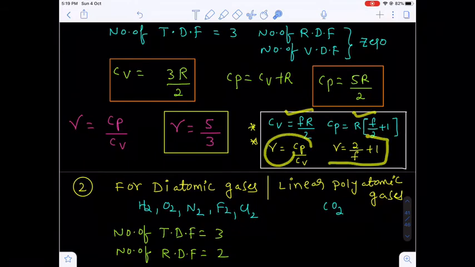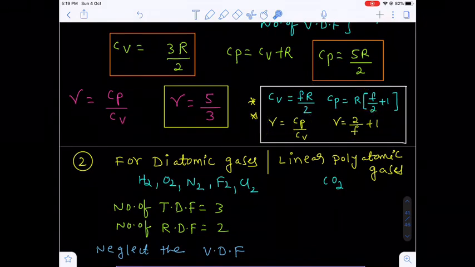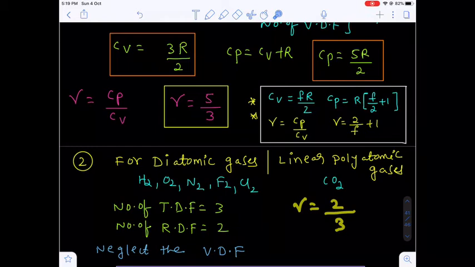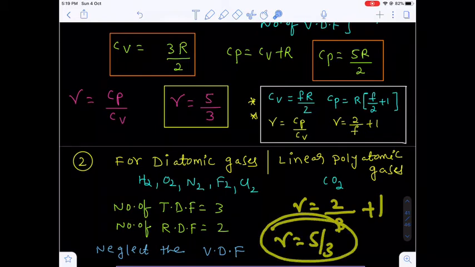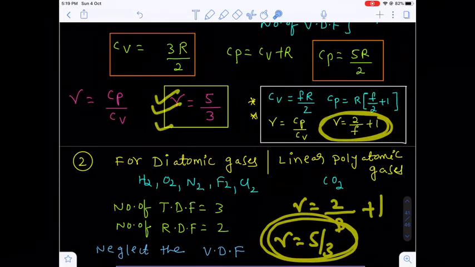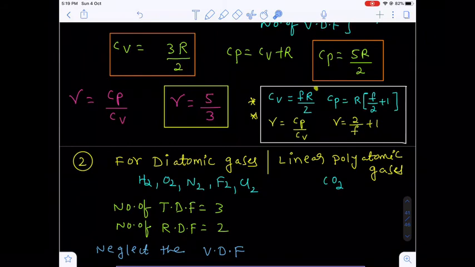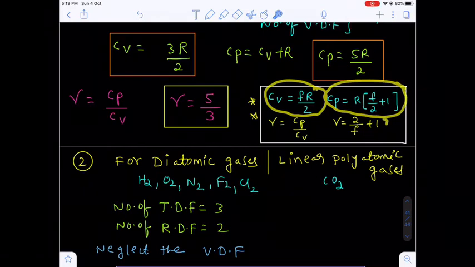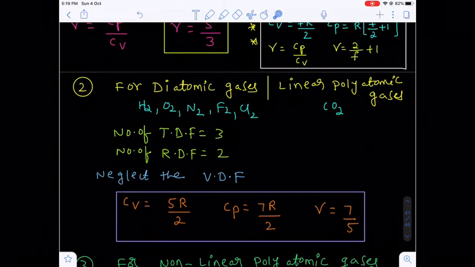If you simplify, you will get gamma equal to 1 plus 2 by F. For monoatomic, gamma is 1 plus 2 by how many degrees of freedom? 3. So gamma will be equal to 5 by 3. You can directly use this formula to calculate the gamma value. What is the Cv value? F into R by 2. What is the Cp value? R into F by 2 plus 1. And what is the gamma value? 1 plus 2 by F.